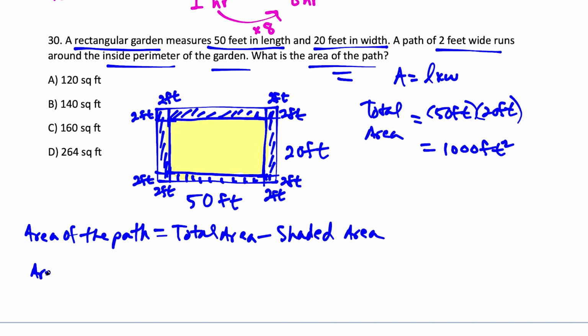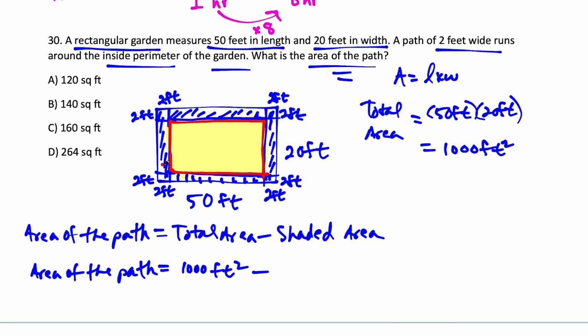So the area of the path is equal to 1,000 square feet, and now we just have to subtract the area of the shaded area. One thing to be mindful of is that to find the dimensions of this rectangle on the inside, we have to consider the 2-foot width of the path. So let's think about how that affects the dimensions of the inside rectangle. Notice that going across, this entire distance from here to here is 50.